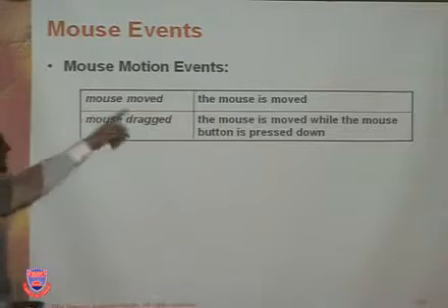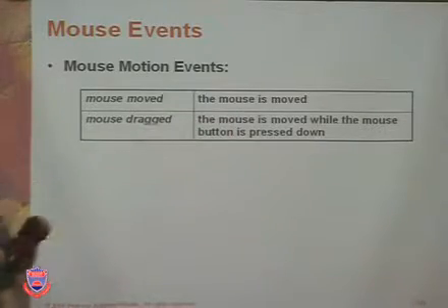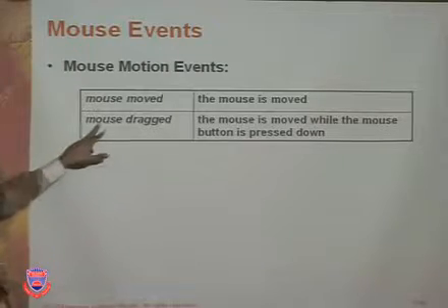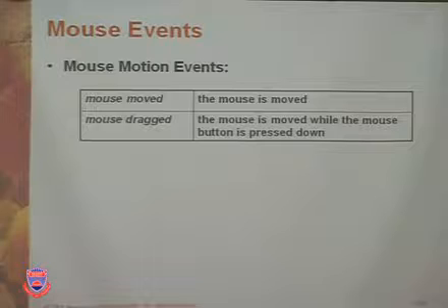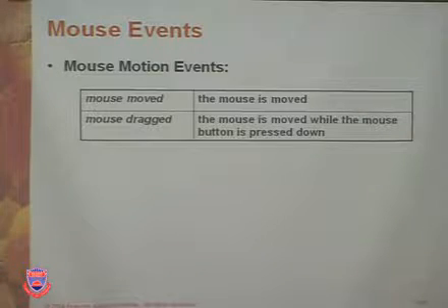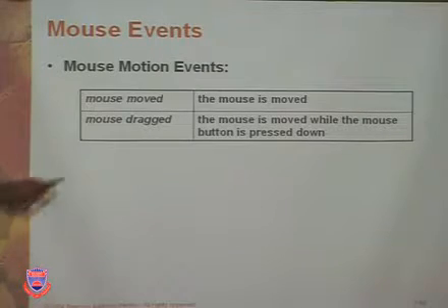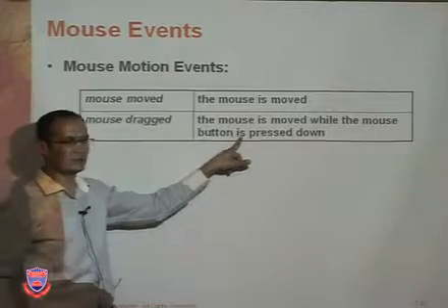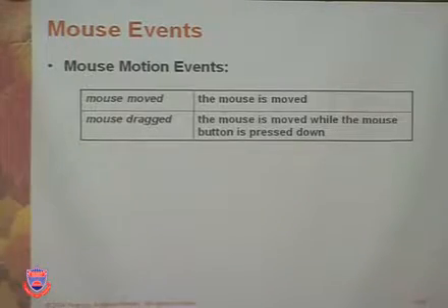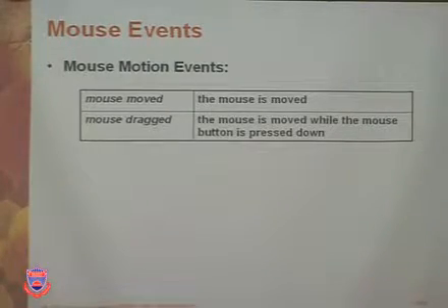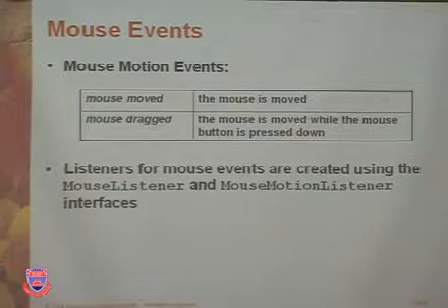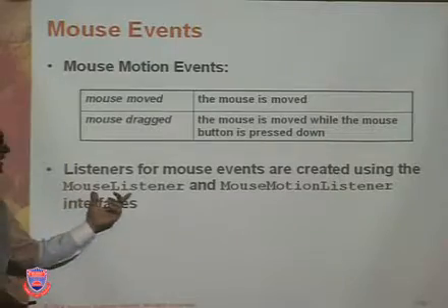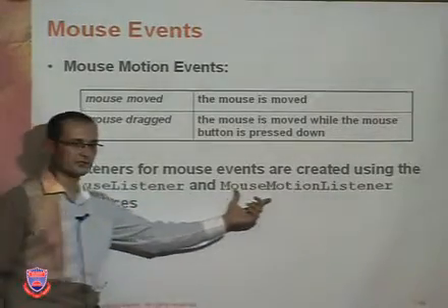So mouse moved, whenever the mouse is moved from one location to the other one, or mouse dragged, whenever you click and then move your mouse, is going to be mouse dragged, right? So that's what drag means. The mouse is moved while the mouse button is pressed down. So these are the events, mouse events or mouse motion events, which are captured by the listeners, such as mouse listener and then mouse motion listener.